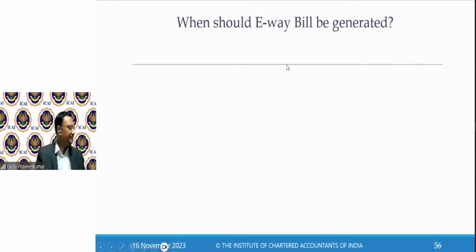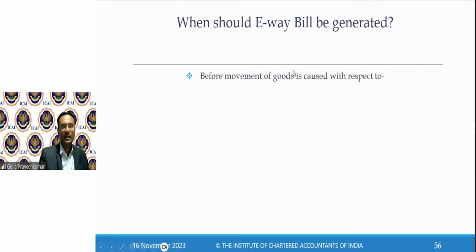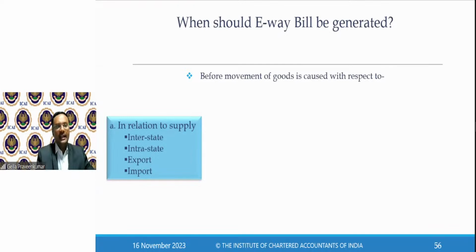When should an e-way bill be generated? Before movement of goods in relation to supply, that is intrastate, interstate, exports, imports. Now, points to note here. When I say before movement of goods, it is on account of supply. Supply for intrastate, interstate, supply for exports, supply for imports.